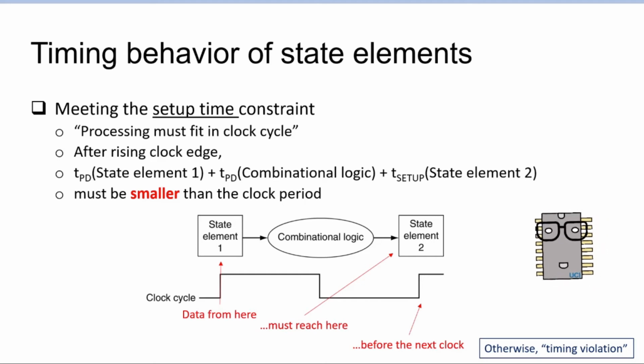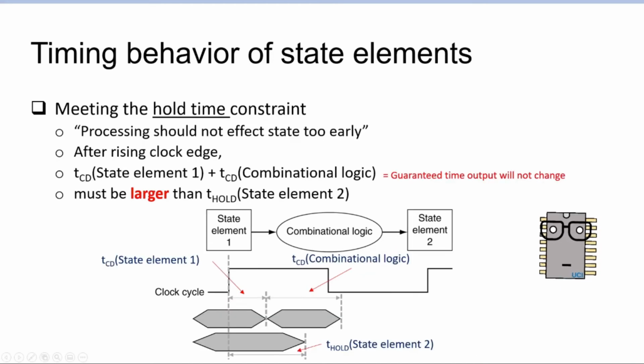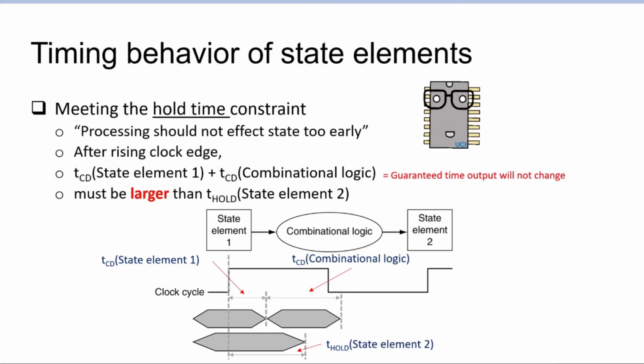So this comes back to the slide that we talked about just now. In order to avoid timing violations, we either need to reduce one of these three terms, or all of them, or make the clock speed slower. The other component is meeting the hold time constraint. And hold time constraint in lay terms pretty much means that processing should not affect state too early.